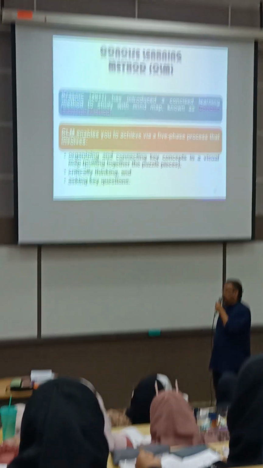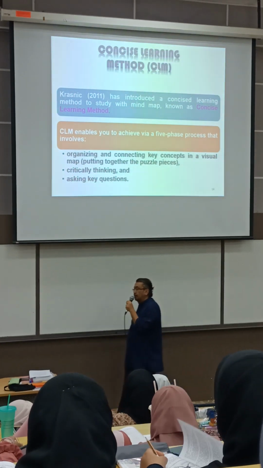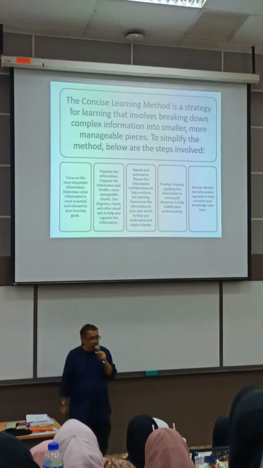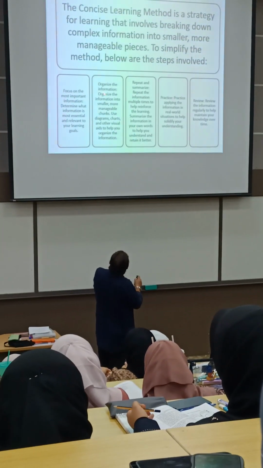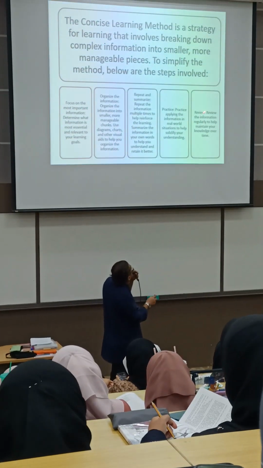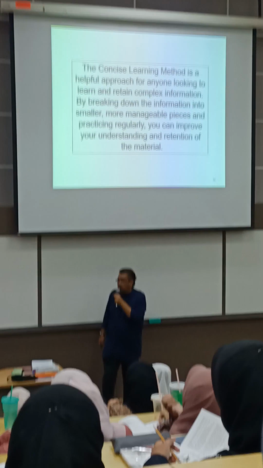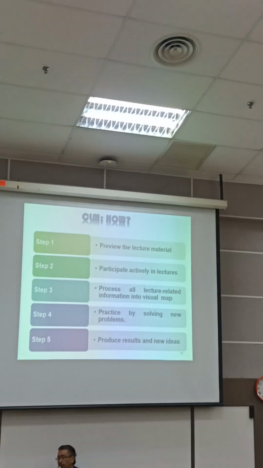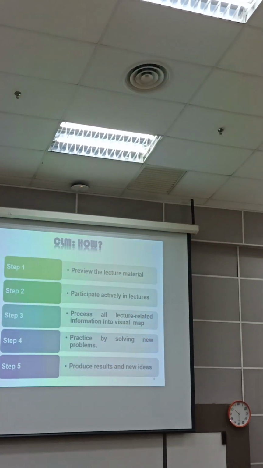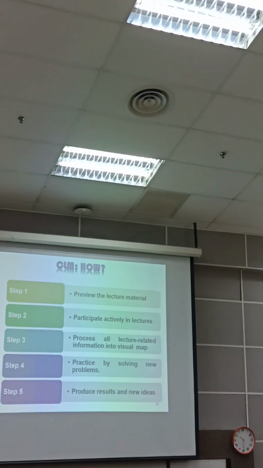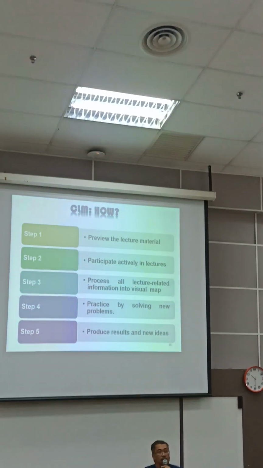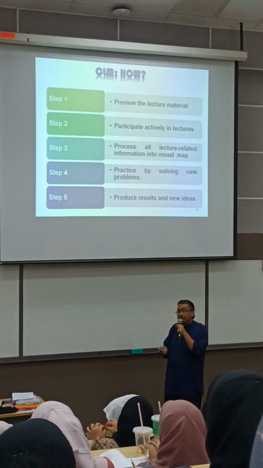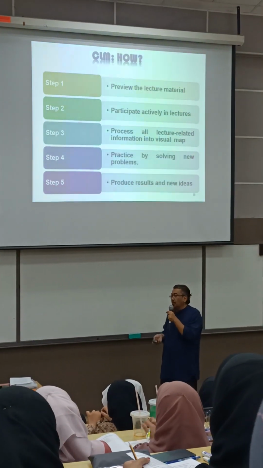Okay, this one is also talking about the concise learning method, which combines with mind mapping. So this is the theory part: focus on important information, organize information, repeat, summarize, practice and review. So this is under the concise learning method. This is how to use it. This is an example about lecture material. Some of you talked about tutor class earlier. These are some of the steps used under the concise learning method.